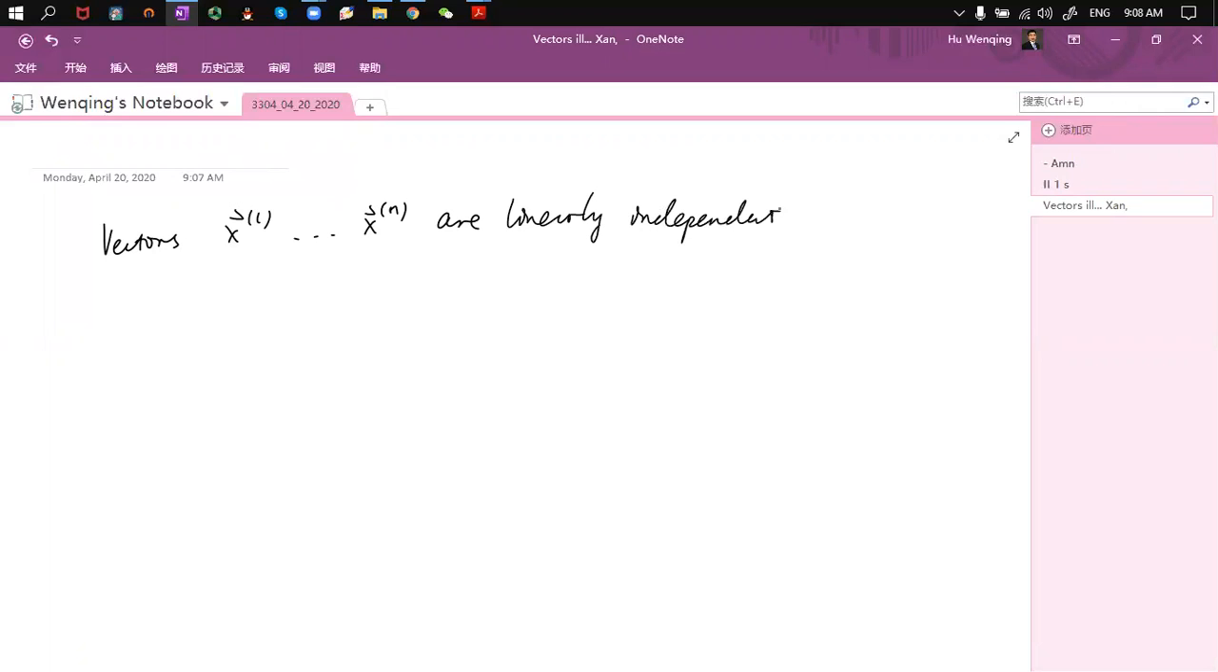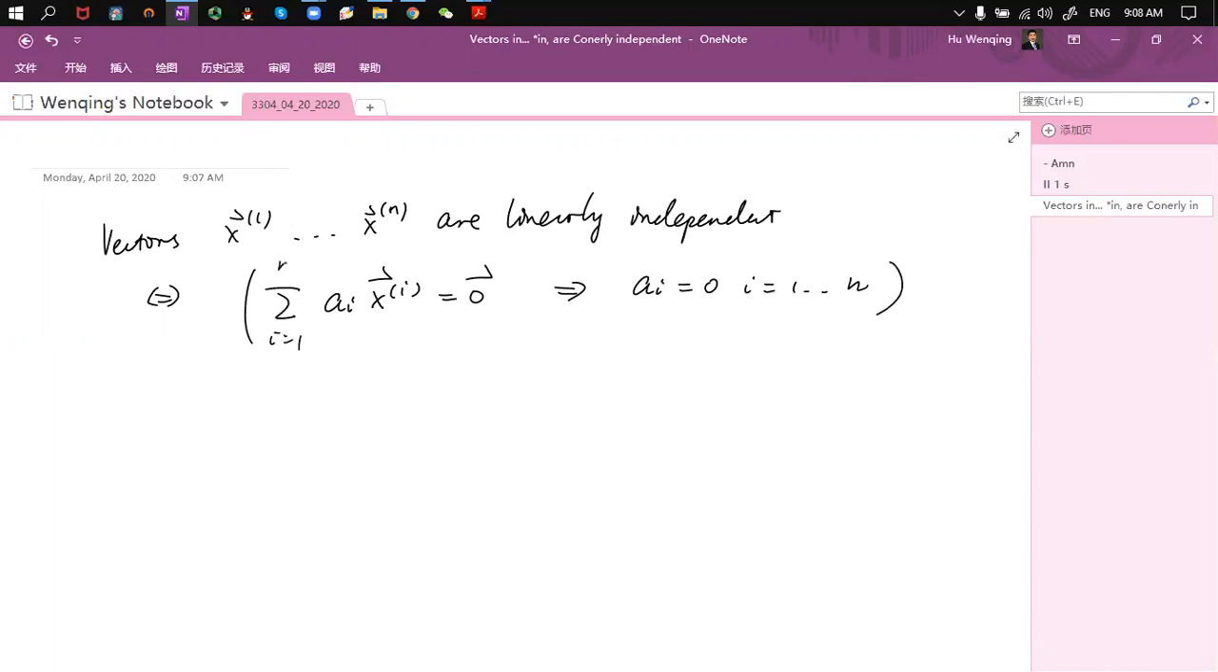The vectors are linearly independent if and only if the summation of ai xi equal to the zero vector implies that each of these ai is equal to zero for i from 1 to n. That's linearly independent.